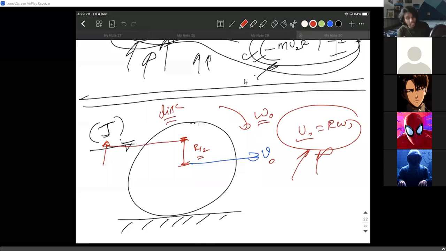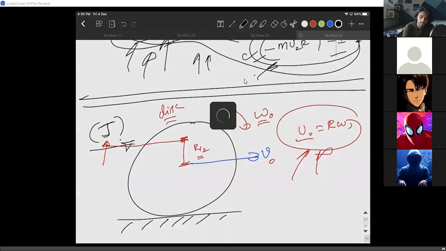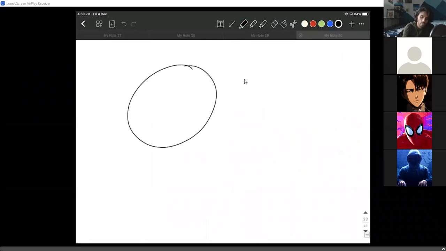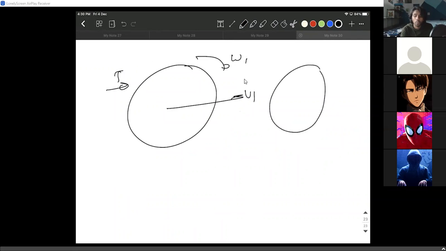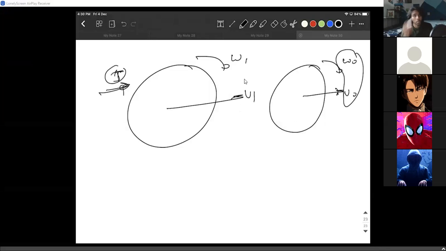If you don't give it at the right point, it might gain some V1 and some omega 1 because of this impulse. They won't be in pure rolling, but because of friction, after a while, they get into pure rolling. There are some problems like this. Look at these impulse problems.